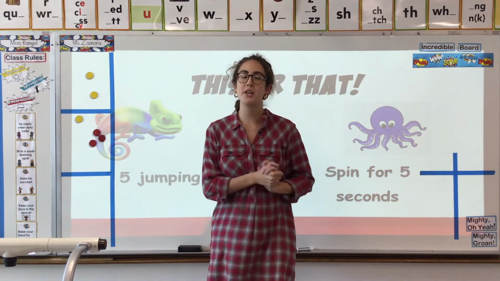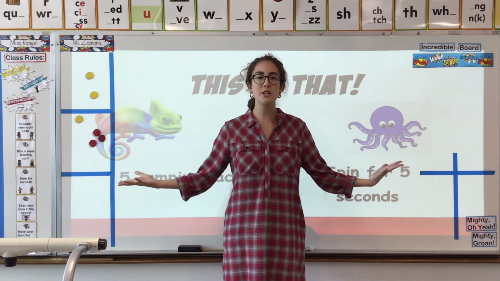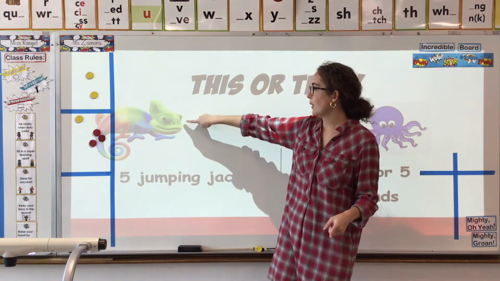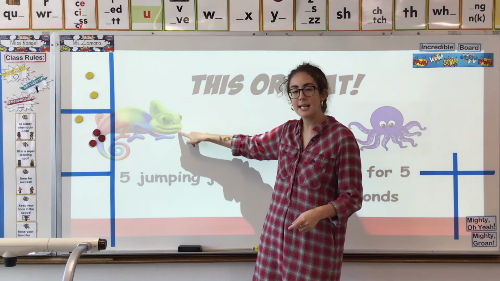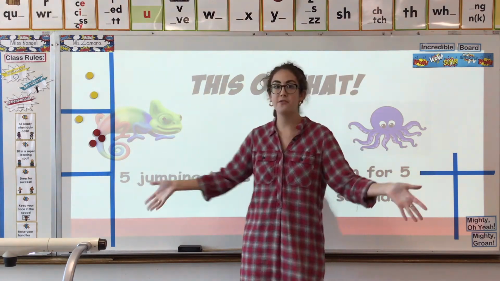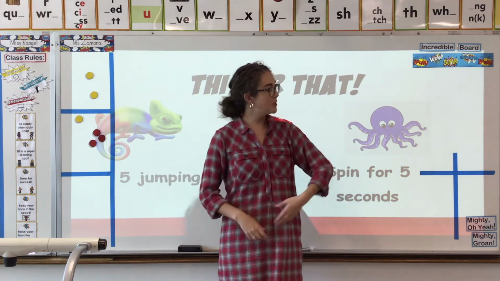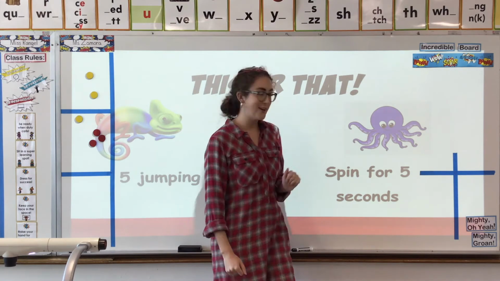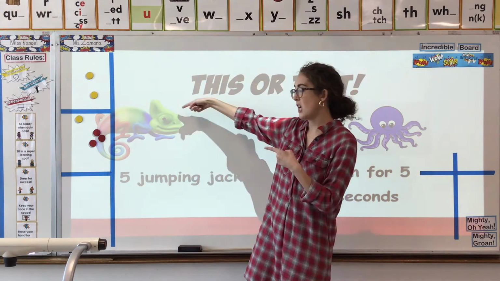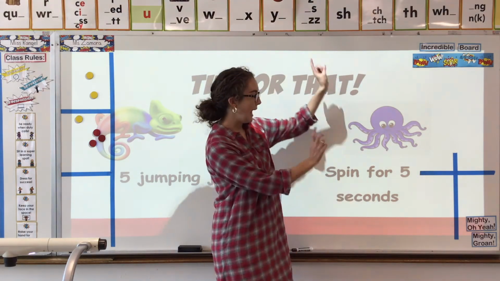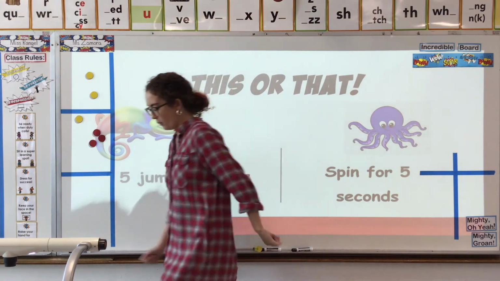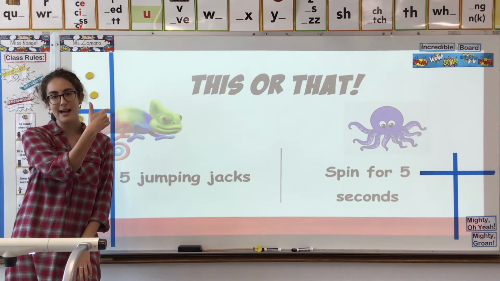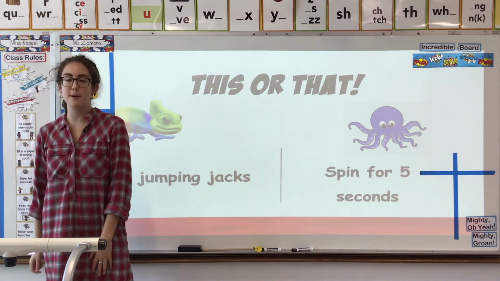Because my question for you is, what would you rather be able to do? Would you rather be able to change colors like a chameleon? If so, you're going to do 5 jumping jacks. Or would you rather have 8 arms like an octopus? If so, you're going to spin for 5 seconds. Changing colors, jump, 8 arms, spin. What is your choice? I would rather be like a chameleon, so I'm going to do 5 jumping jacks.